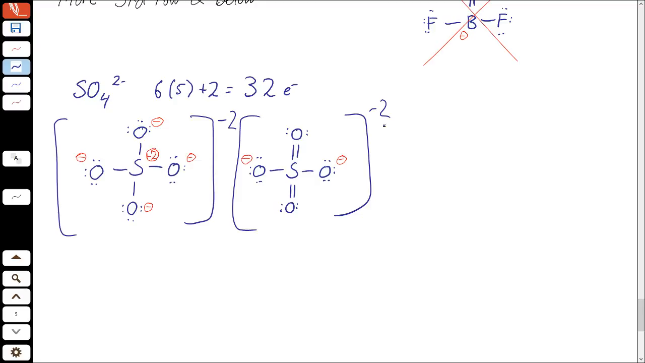Yeah, you'd get a -2 on the sulfur. So this way the oxygen is better stabilized with the negative formal charges, and that's why we leave it like that. If you added any more bonds, you'd start shifting the negative charge to the sulfur.